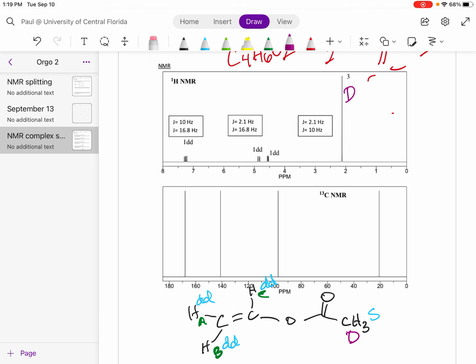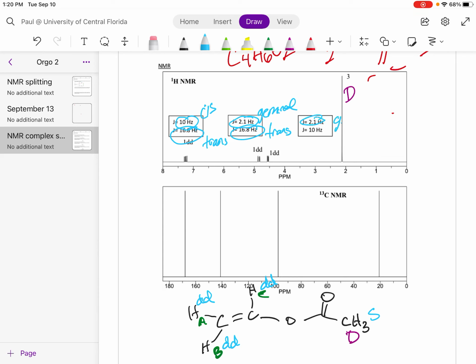But now, how do I know how to assign A, B, and C? How do I know which order it is? And that's where we have to look at the J coupling values. Okay, and the J coupling values are going to show us the connectivity. So when I take a look at the J coupling value here, 10 Hertz, that is telling me that I have a cis coupling. And then a J coupling of 16 is telling me I have something that's trans. In that range, that's going to be geminal, and that's going to be trans.